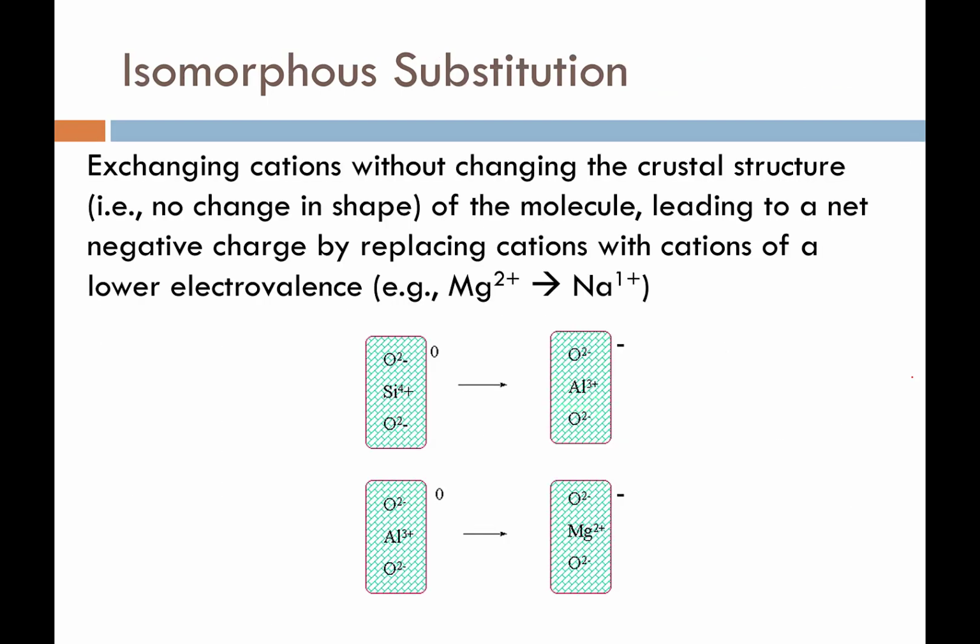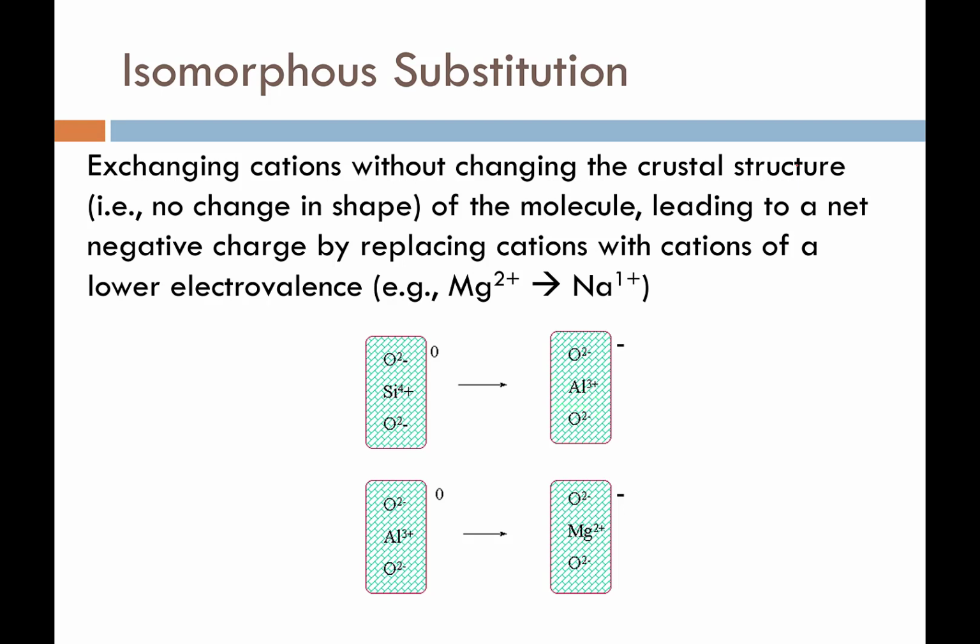Okay, as promised, I wanted to dive into this topic of isomorphous substitution. Isomorphous substitution, in essence, is just the exchange of cations, but without changing the structure of the clay molecule. In other words, we're not going to blow up the tetrahedra or the octahedra. That cation is simply going to slip out, and the new cation is going to slip in, and everything's going to be fine. So it's like doing a trade on a professional sports team, right? You're just swapping players. That's it.